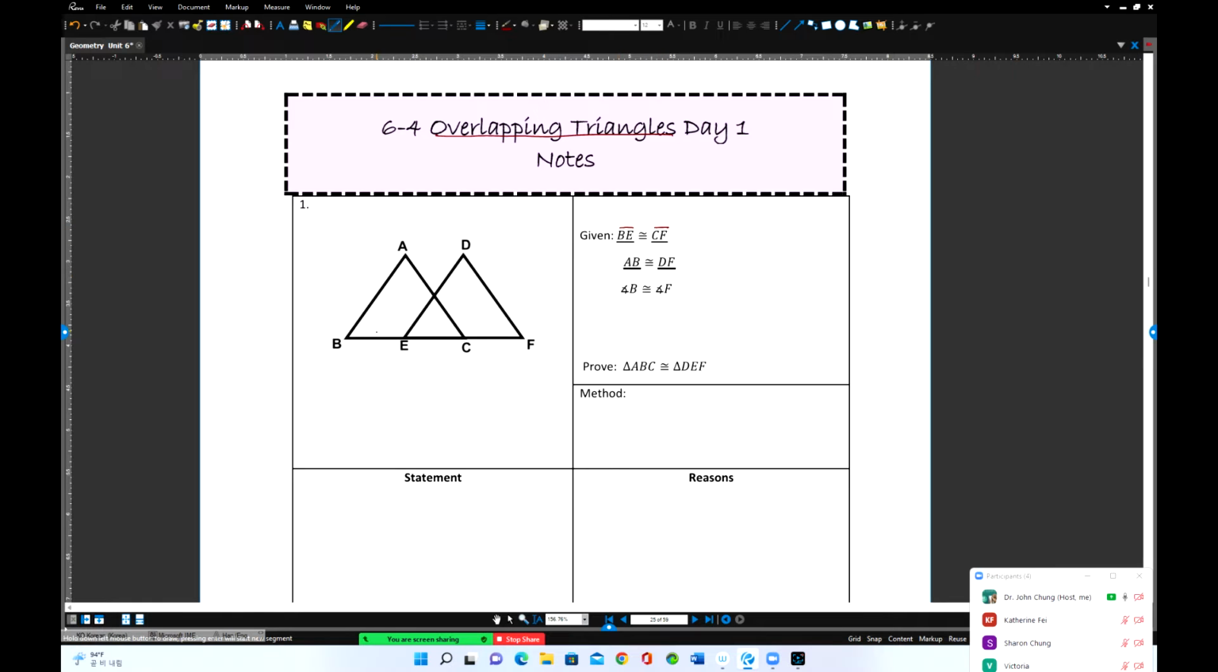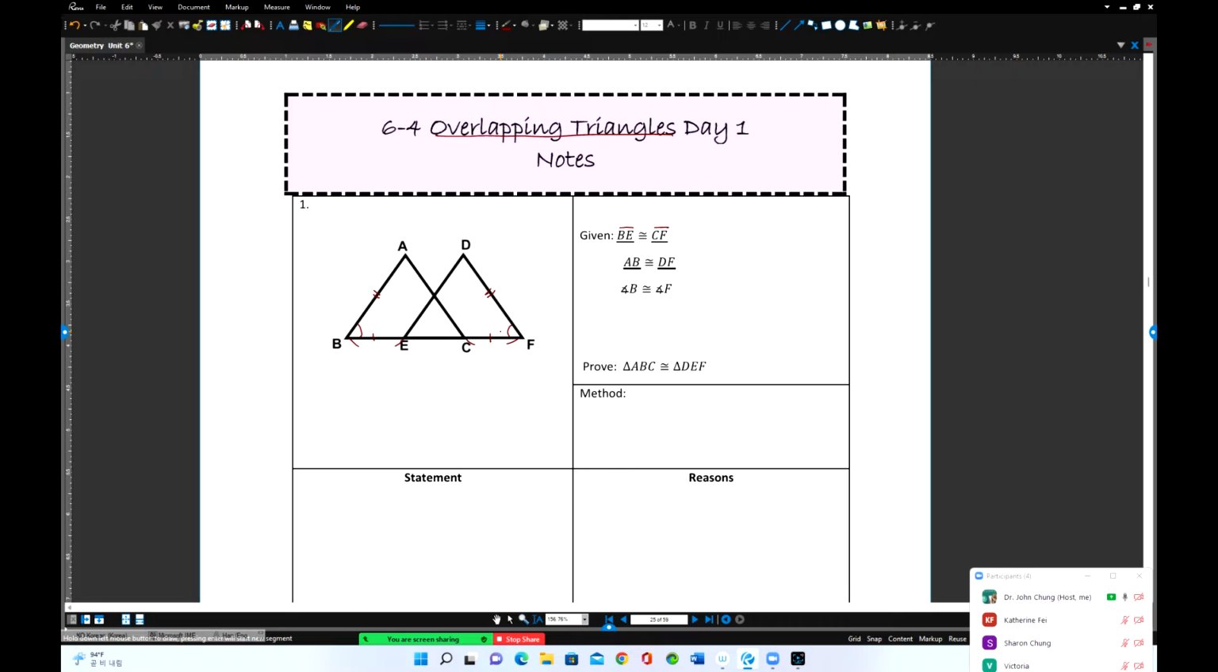Okay, BE equals CF, this side, and the AB, these two sides are congruent. Angle B, angle F is congruent. So from the given, you have to think which method will be available, right?